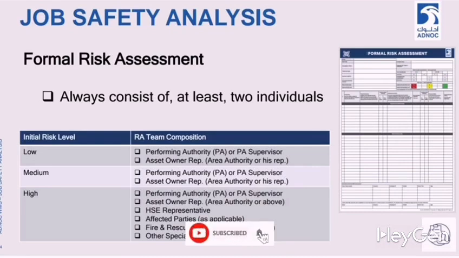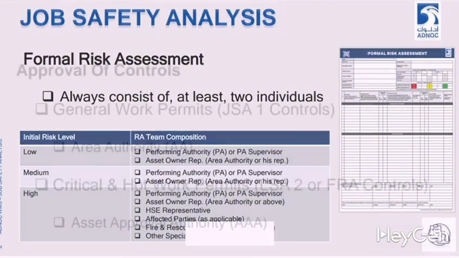Next is your high risk activity, for which a formal risk assessment will be made to control high risk, and your PA must be included in it. Your area authority must be present. Your HSE team lead must be present. And affected parties from the area where the work is to be done must be present. The fire and rescue supervisor and participation from the fire department are mandatory. There should be specialists involved, including process, maintenance and instruments. All these concerned parties who are with us in this, the approval of all these is required for the activity.